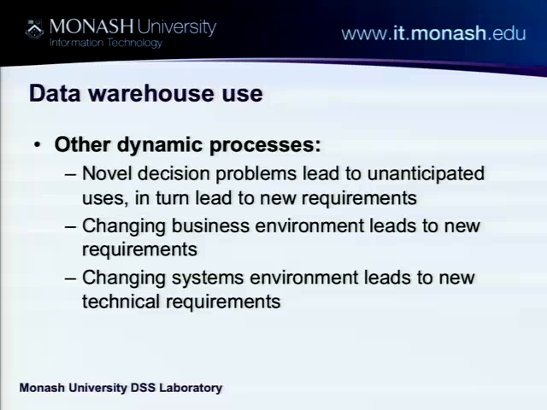But the kinds of dynamic processes that lead to changes in requirements are the fact that our decision makers, our users, are in many cases coming up against novel decisions they haven't faced before, or decisions which are faced on an irregular basis. So there's no one right answer to the decision problem. There might be high levels of ambiguity in terms of what information do I need, what do I need to understand to be able to make a good decision.